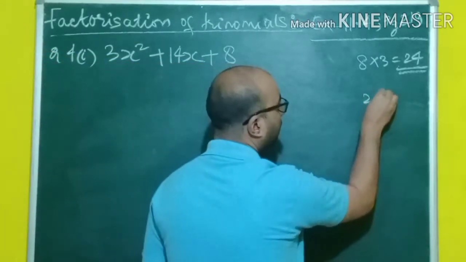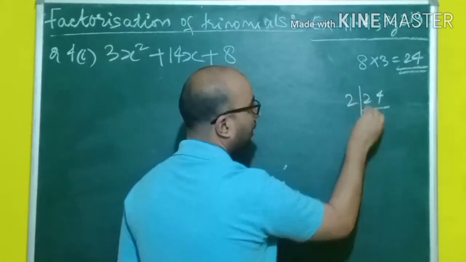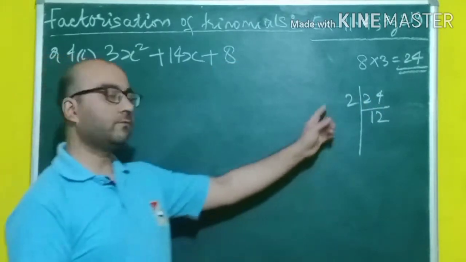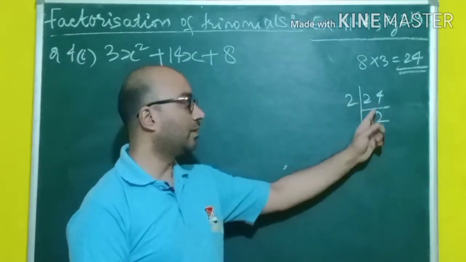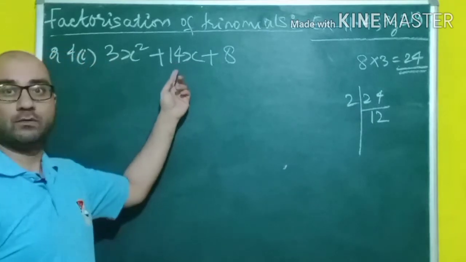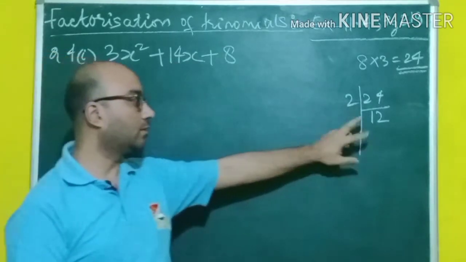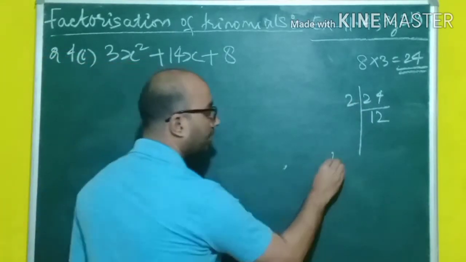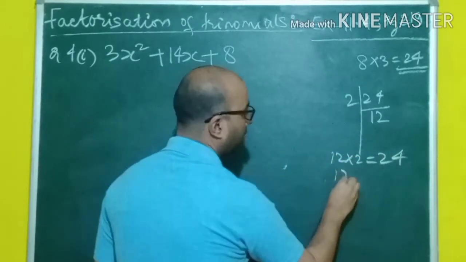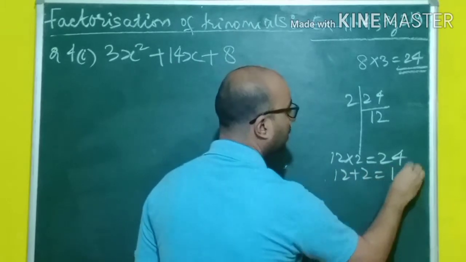Okay, so if we factorize 24, what will you get? 2 twelves are 24. Okay, I think we have got it in the first shot itself. So 2 into 12 is 24. Okay, and what is 12 plus 2? 12 plus 2 will give us 14. Okay, so we have got the factors in the first shot itself. That means 12 into 2 is equal to 24, and 12 plus 2 will give us 14.